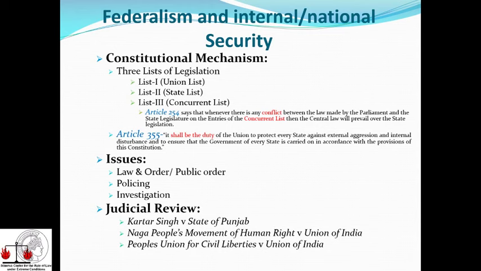When it comes to an extreme law and order situation, as has been mentioned in Article 355, it shall be the duty of the Union government to protect every state against external aggression and internal disturbance. And terrorism and belligerency are the biggest cause of internal disturbance. And to ensure the government of every state is carried out in accordance with the provisions of this Constitution.